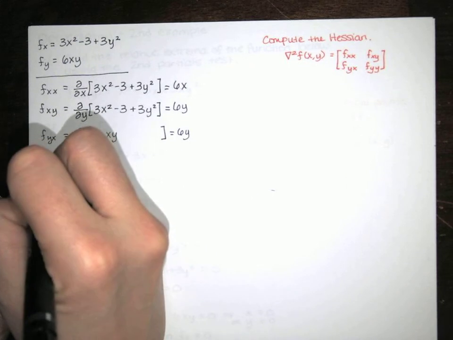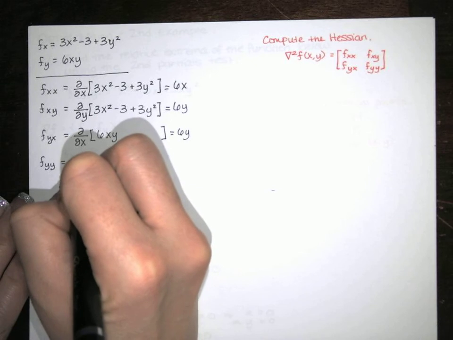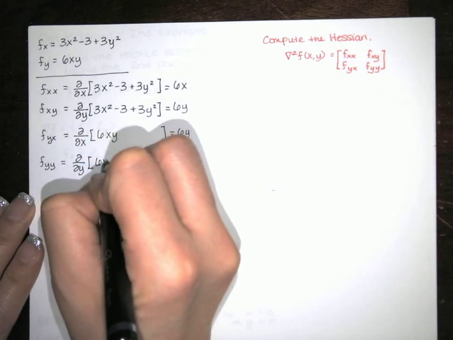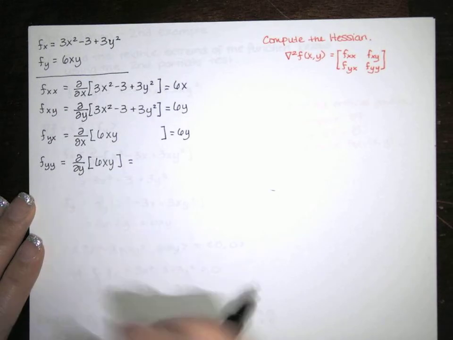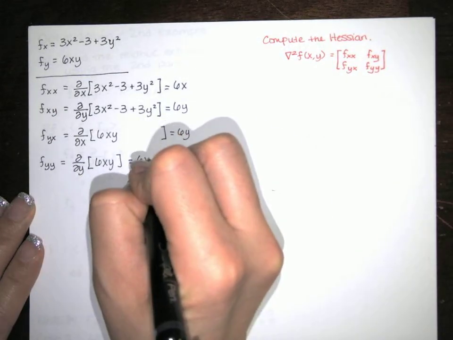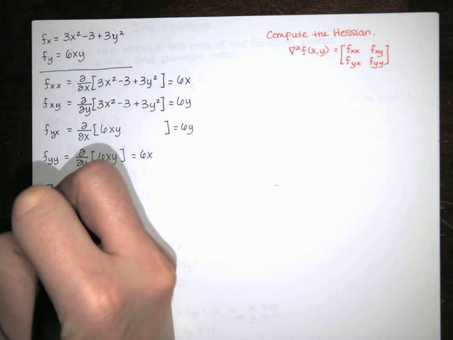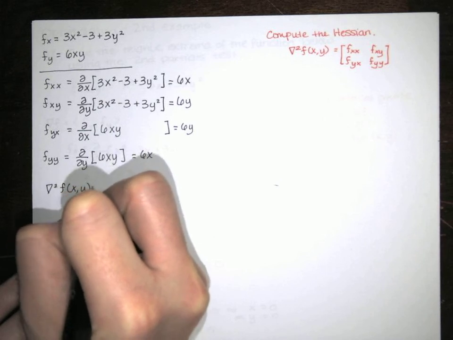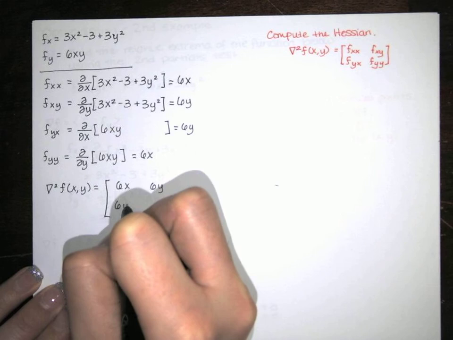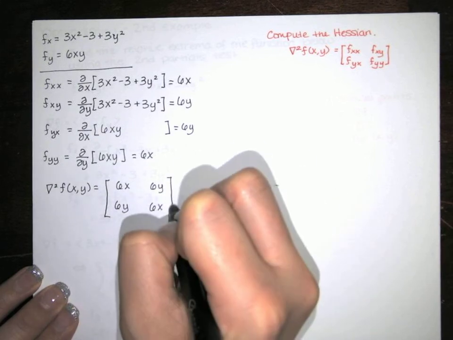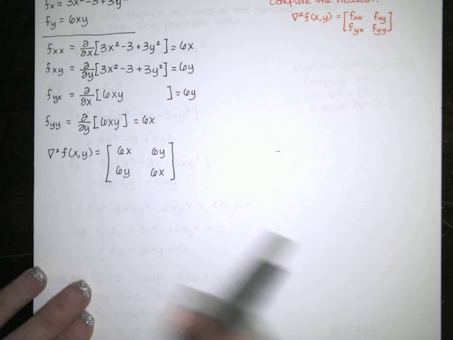Okay, and now we'll look at the second partial of f with respect to y. So we're taking the partial with respect to y of the partial with respect to y. And this is a constant times y. The derivative of a constant times y is just the constant. So our Hessian matrix in general has these as entries. And now we will evaluate that at the 4 critical points.